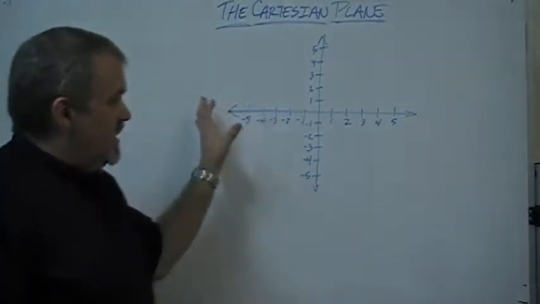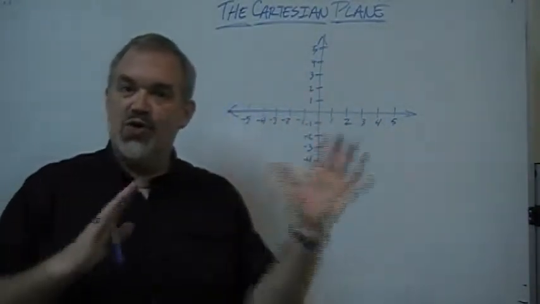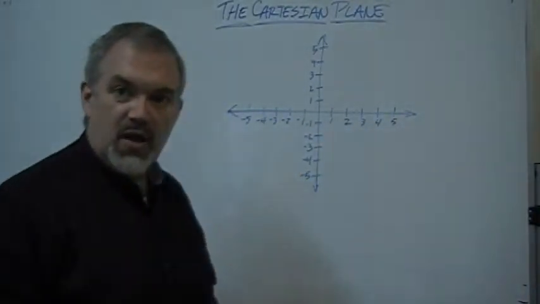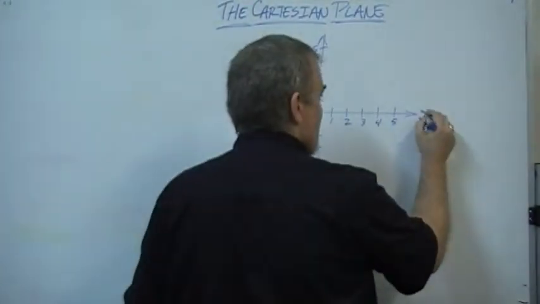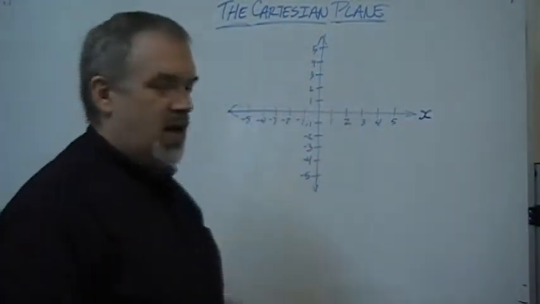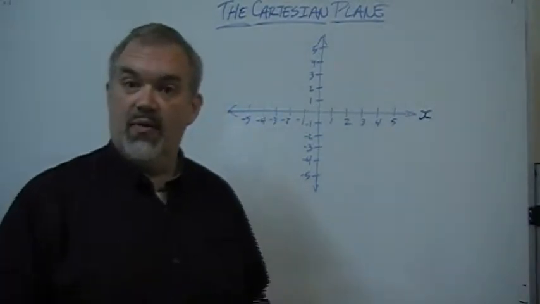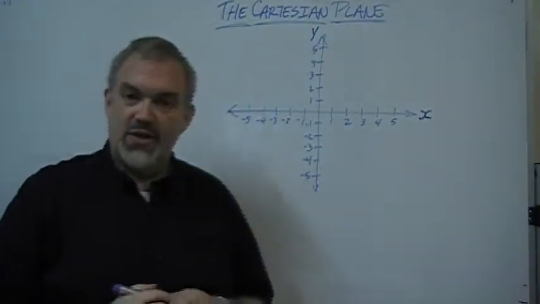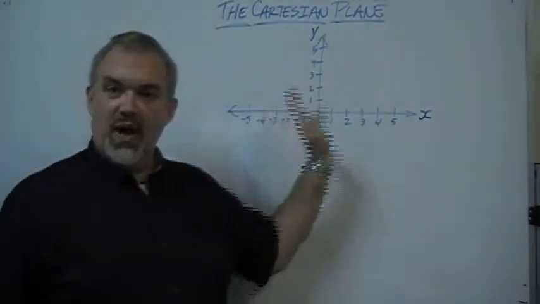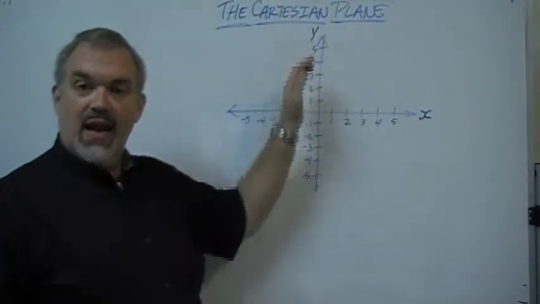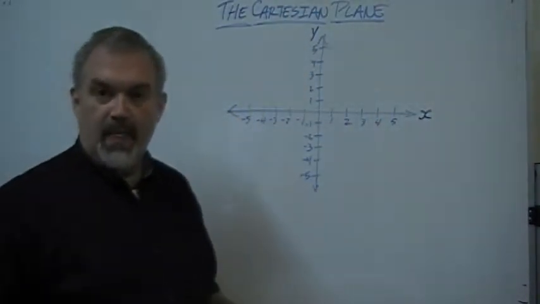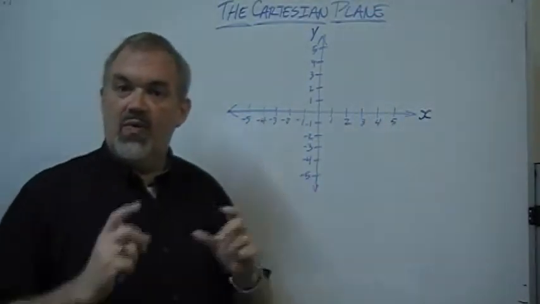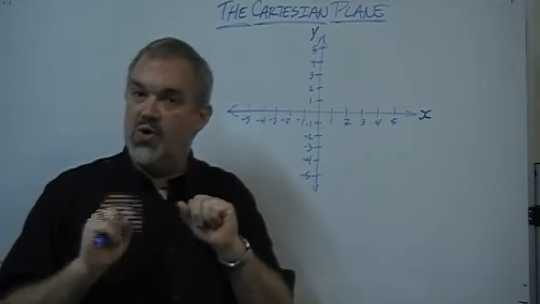Now, you'll notice that really the Cartesian plane is just like two number lines that are put together. So this number line is just like a typical number line that you see, and we call this the x-axis. And this number line is basically just like a thermometer, and we call it the y-axis. And as you can see, our number lines have positive numbers to the right or up, and negative numbers to the left or down.